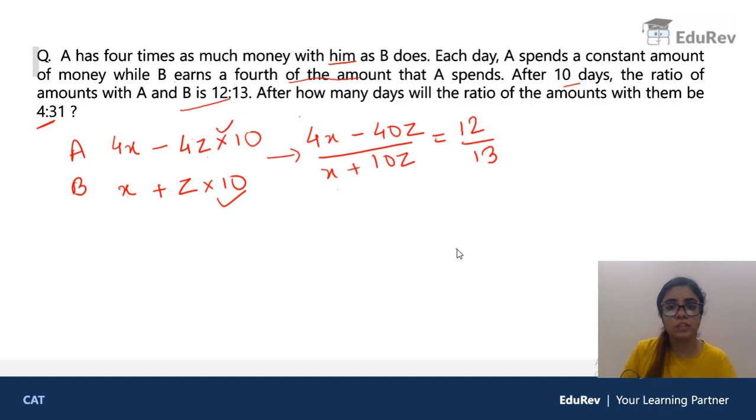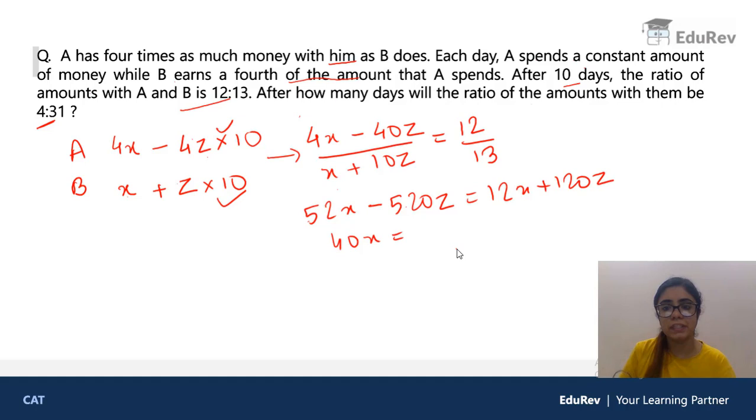So 13 fours will become 52x minus 520z is equal to 12x plus 120z. So 52 minus 12 will become 40x is equal to 520 plus 120 will become 640z. So you will get x is equal to 16z. Okay? So we got a relation between x and z. x is equal to 16z. After how many days will the ratio be 4:31?